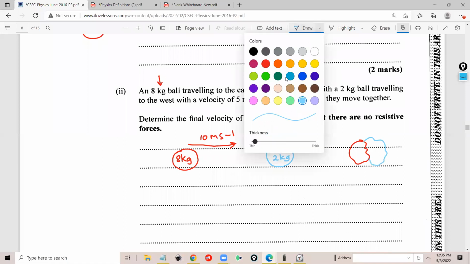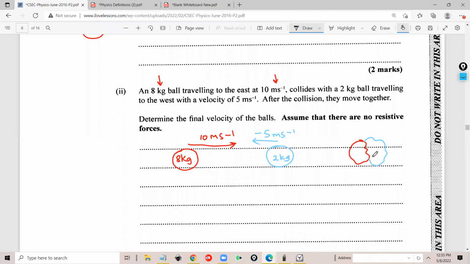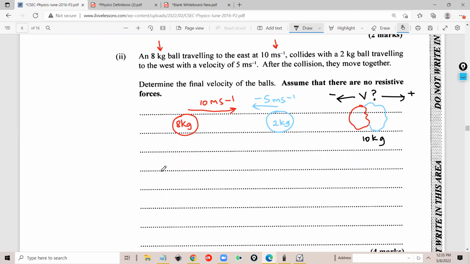So that means the total mass after collision, because they smashed into each other, will obviously be what? 10 kilograms. 8 plus 2 is 10. We just don't know the velocity this mess is moving at. When we calculate the velocity, if we get a negative value, that means it's going this way. If we get a positive value, it means it's going east. So let's calculate the momentum before collision.